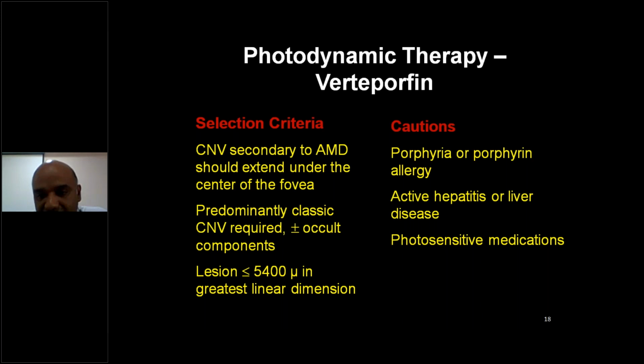So what are the criteria for selection of photodynamic therapy? It is CNV secondary to AMD. Whenever there is a new vessel, it is a classic CNV, or when there are some occult components, and when the lesion is less than 5,400 microns in its linear dimensions. These are the classic criteria when you perform photodynamic therapy.